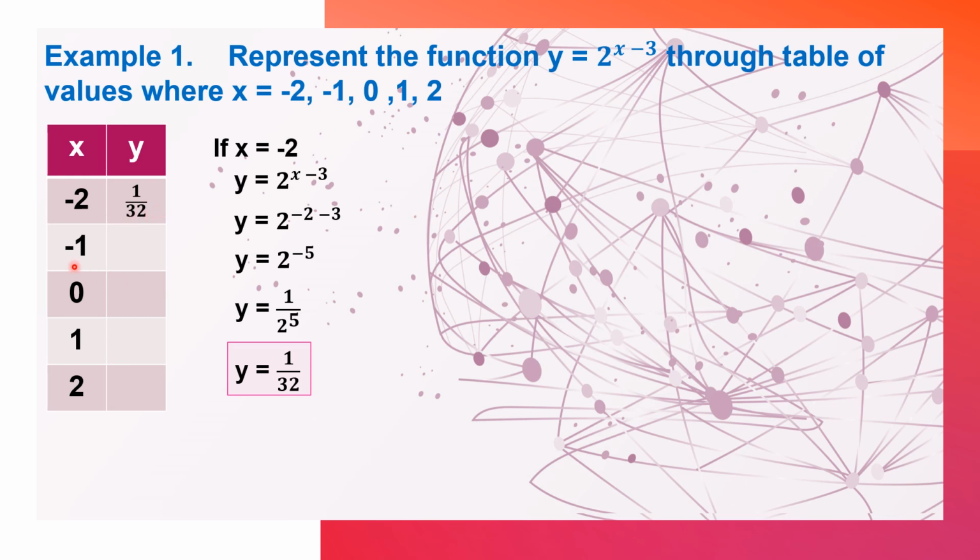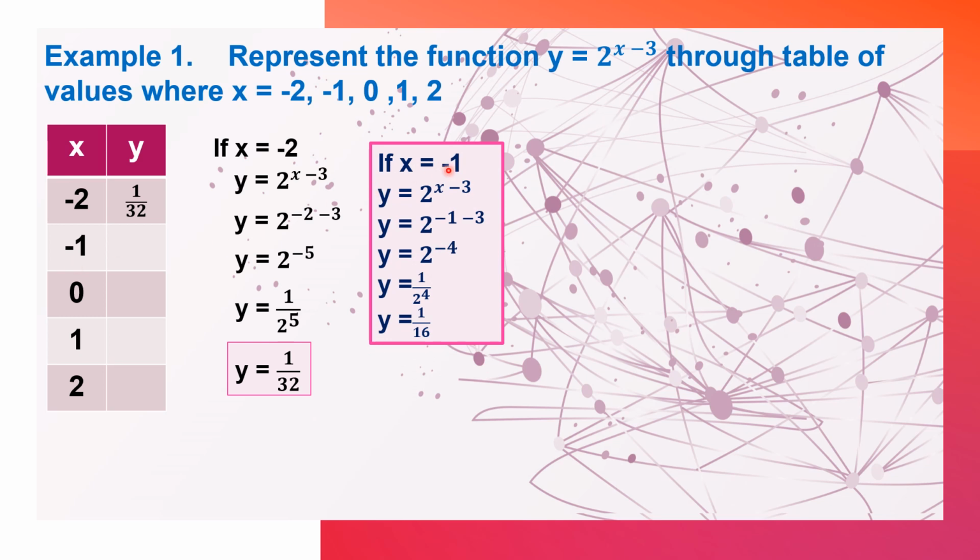Next, we have negative 1. So if our x is negative 1, just replace x to negative 1. So negative 1 minus 3 is negative 4. We can rewrite this negative exponent as 1 over 2 raised to 4. Then 2 raised to 4 now is equal to 16. So our y is equal to 1 over 16. So if our x daw is negative 1, our y is 1 over 16.